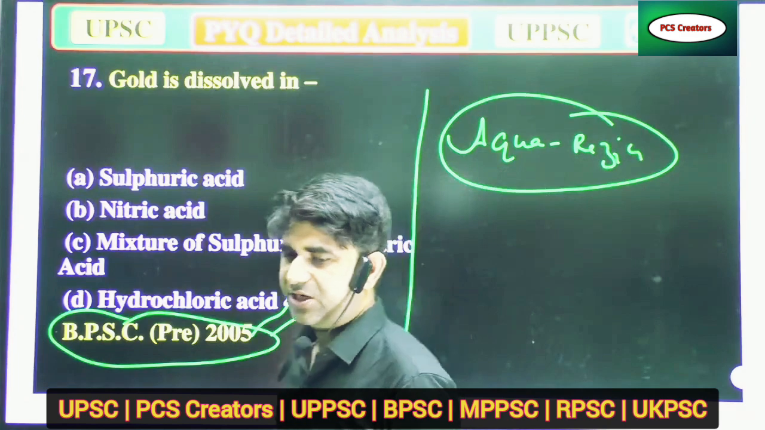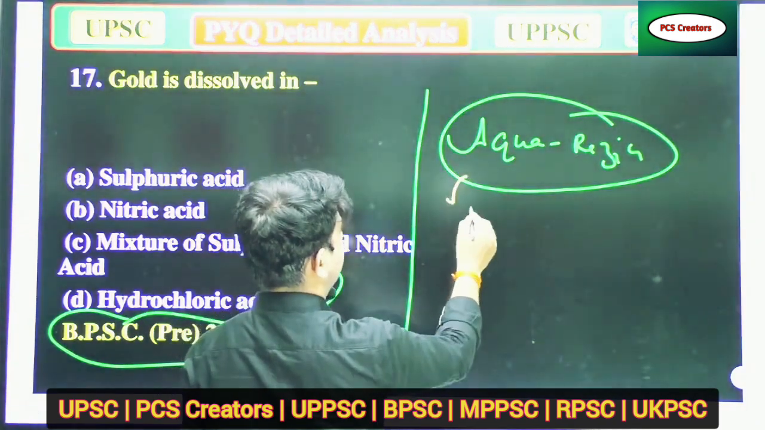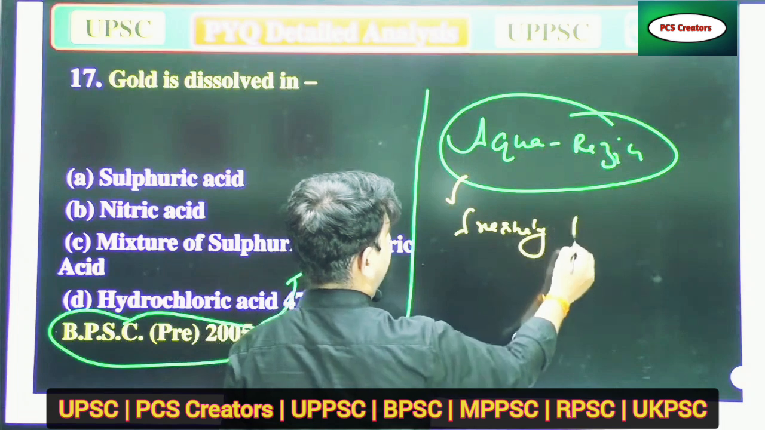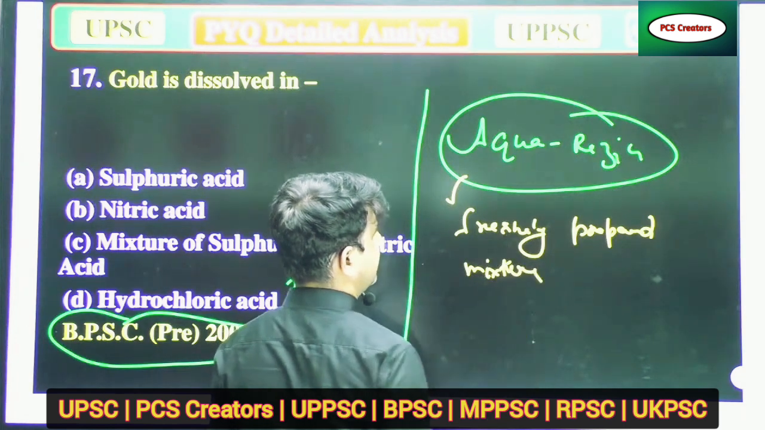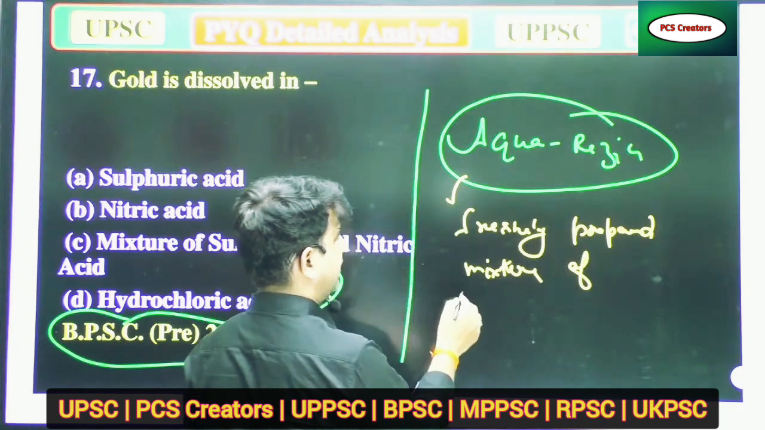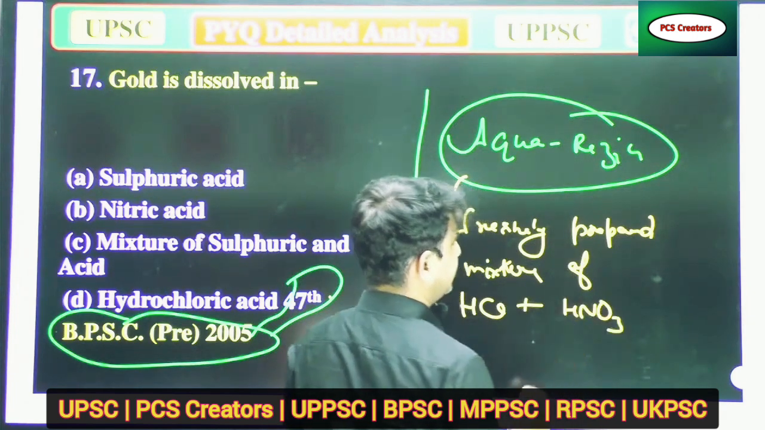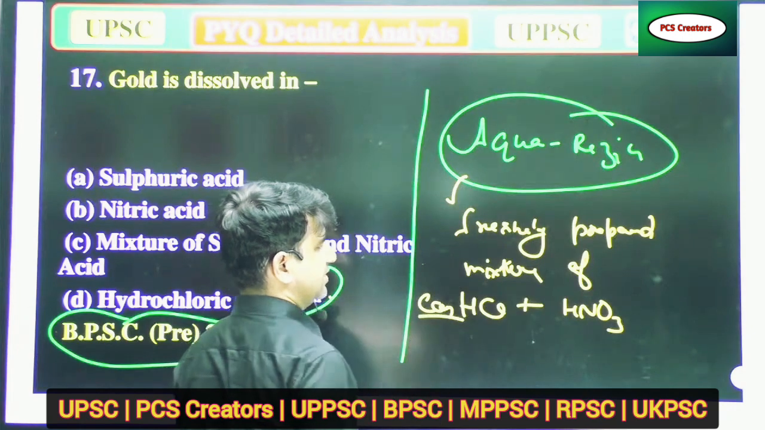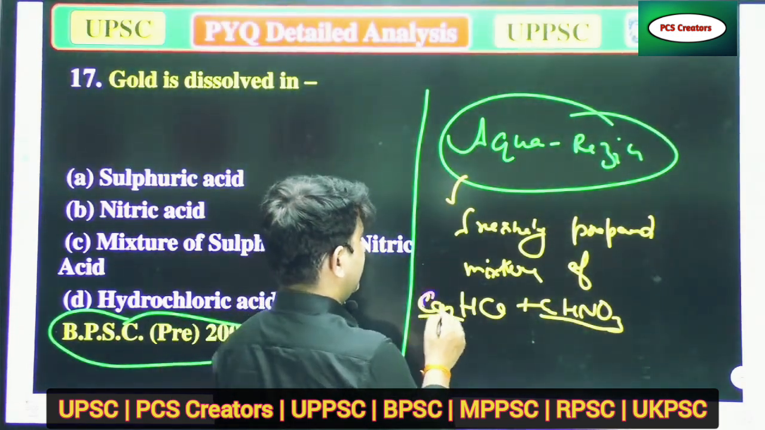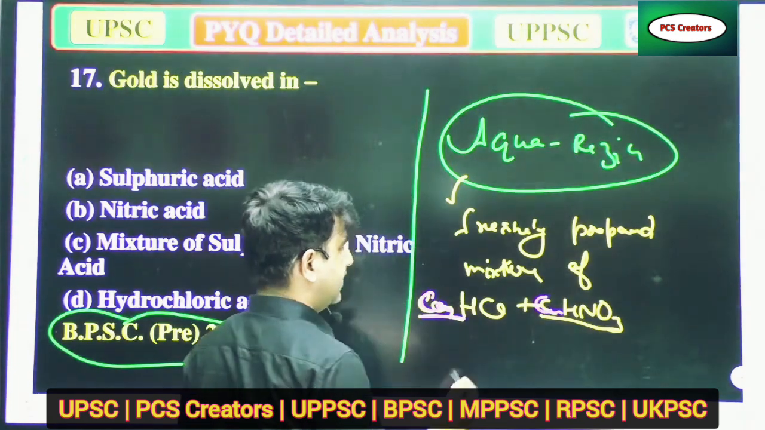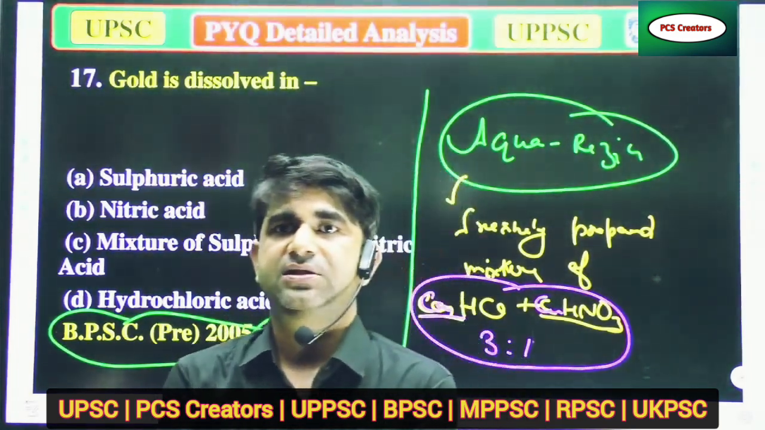When someone asks you about aqua regia, I don't know the Hindi of aqua regia. Aqua regia is a freshly prepared mixture of HCl and HNO3, that is, concentrated hydrochloric acid and concentrated nitric acid, and the ratio is 3 to 1, which is known as aqua regia.